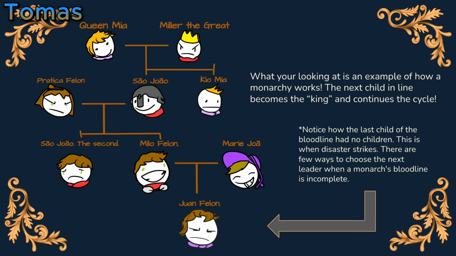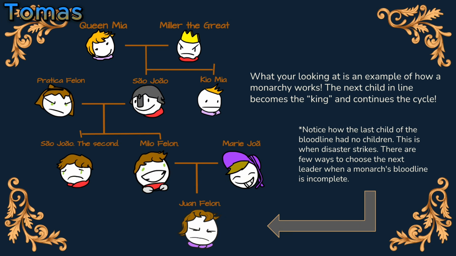This is the example. What you're looking at is an example of how the monarchy system works. Basically, the next child in line becomes the king, as you can see. Like the first couple had their children, that child got married to another queen, and so on. One thing to notice is the last child did not have any children, and you see how the chart doesn't keep going. This is when disaster would strike.